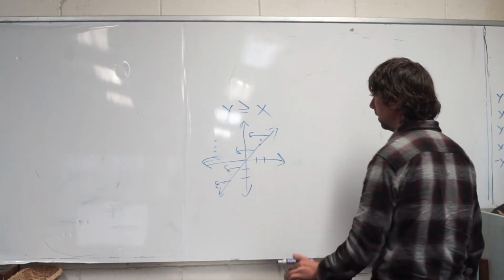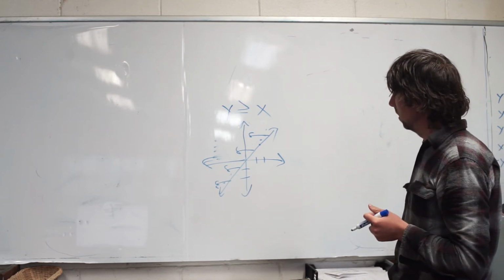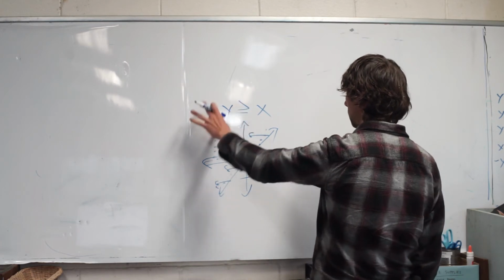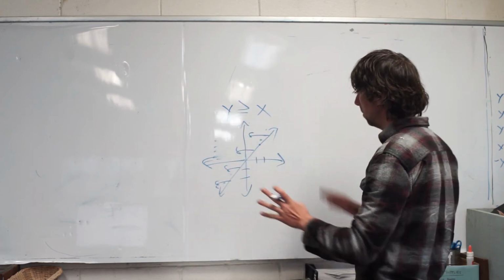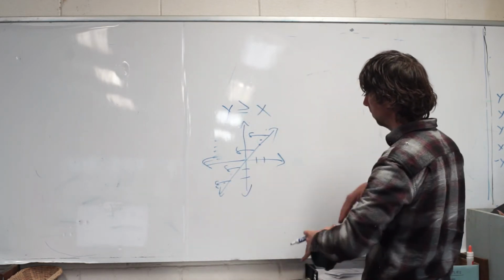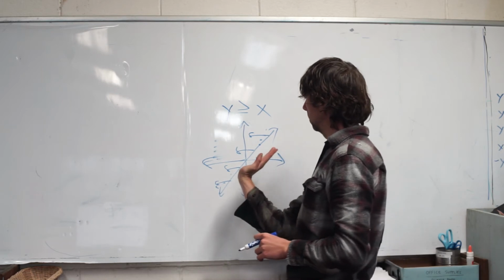And I should just mention, if you have it solved for y, anytime the y is greater than the x, it's always going to be in this direction that's true, and this direction that's false. And that's because y always gets bigger up here.